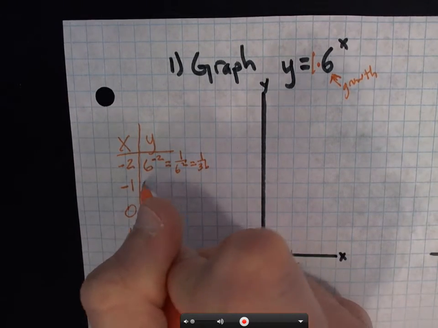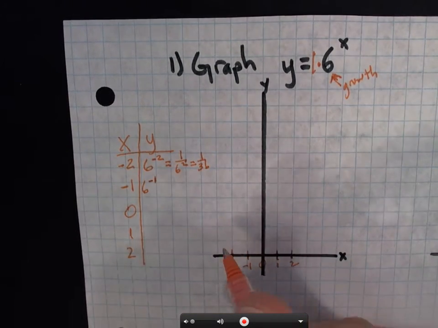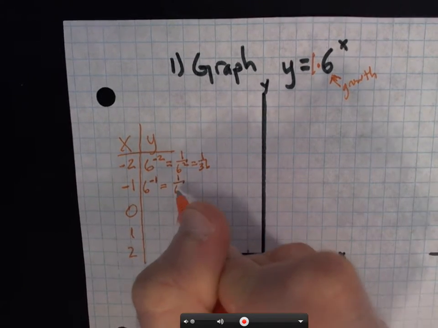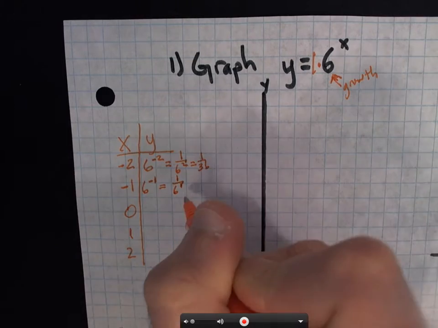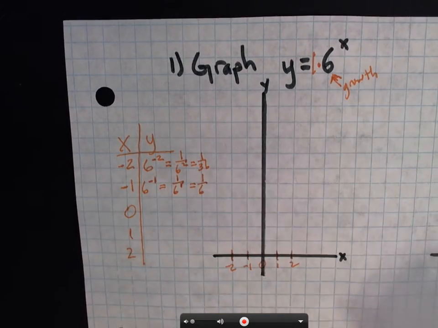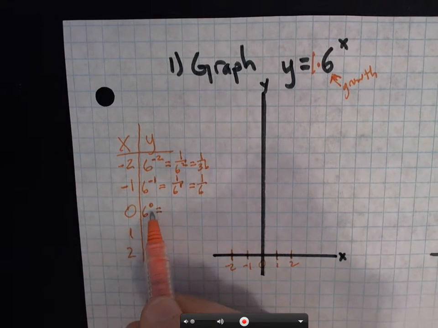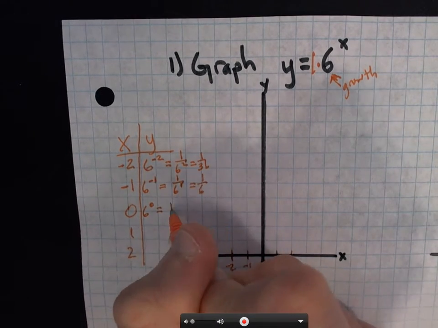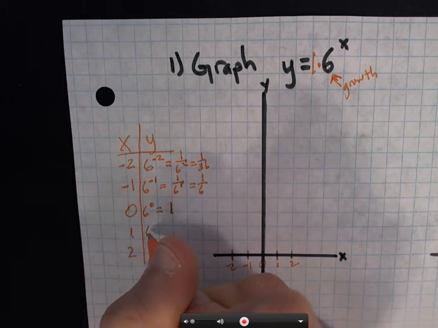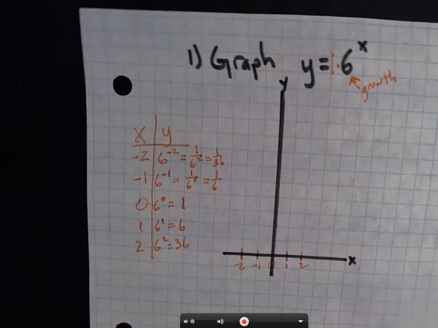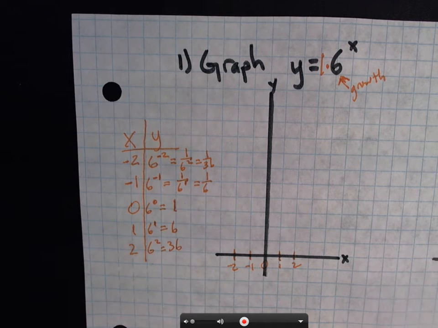-1. 6 to the -1. Again, negative exponent, you can send it to the denominator. That's 1 over 6 to the first, so that's 1/6. All right, next up, 0. 6 to the 0th power. Well, anything to the 0th power is just going to be 1. 6 to the first is just 6. 6 squared is 36. So let's go ahead and graph these guys.